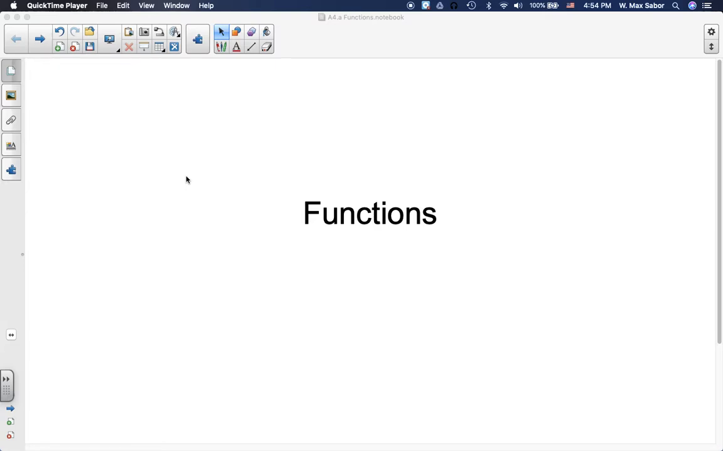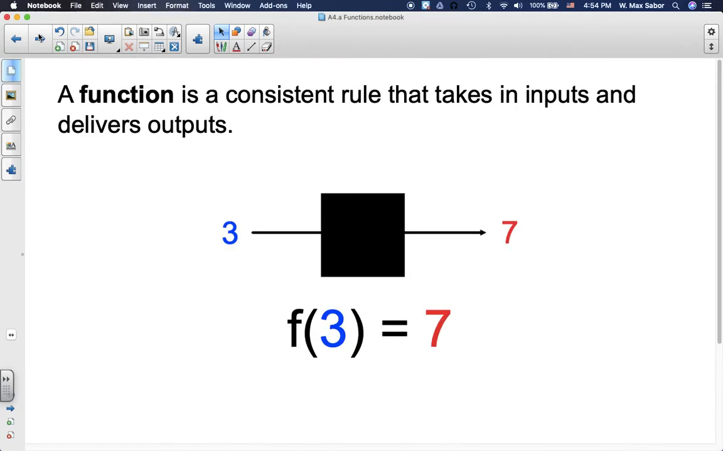Functions. The word function is a key word in mathematics. They're very valuable, and you see them in computer science all the time. A function is a consistent rule that takes in inputs and delivers outputs.